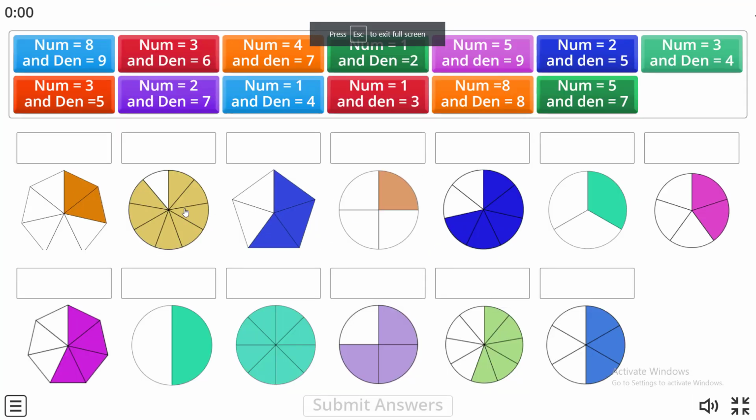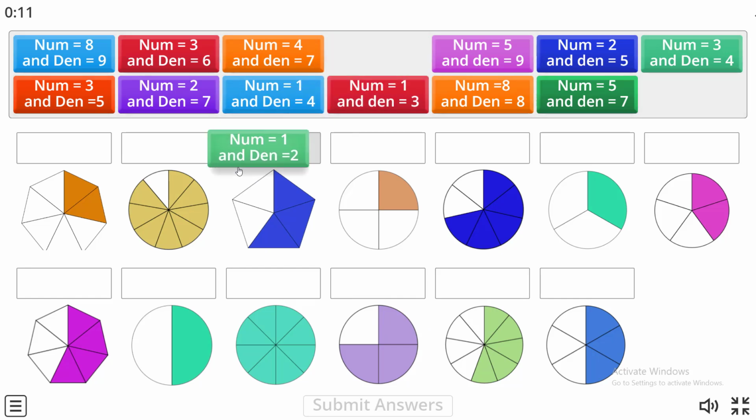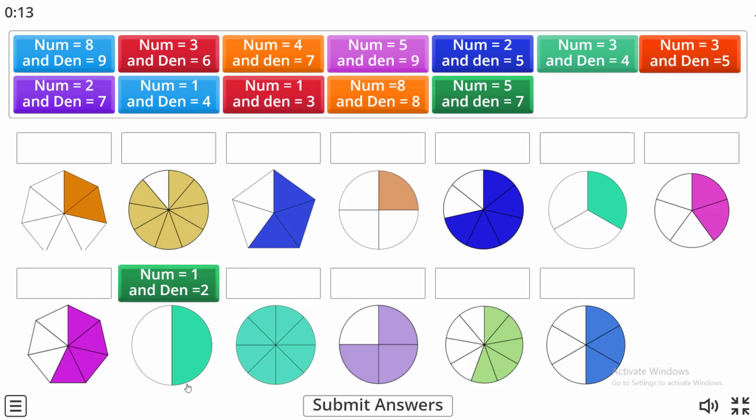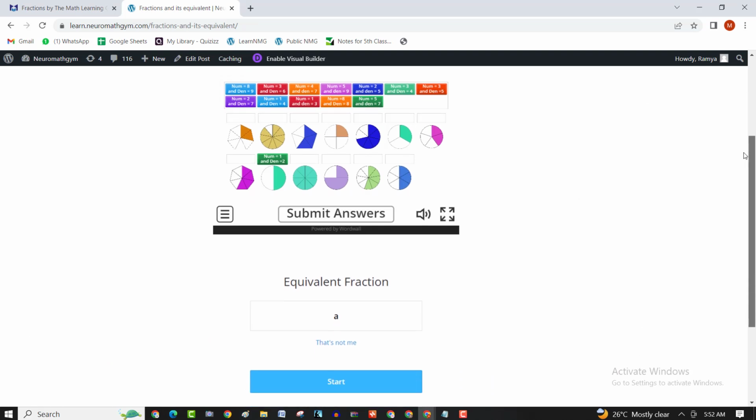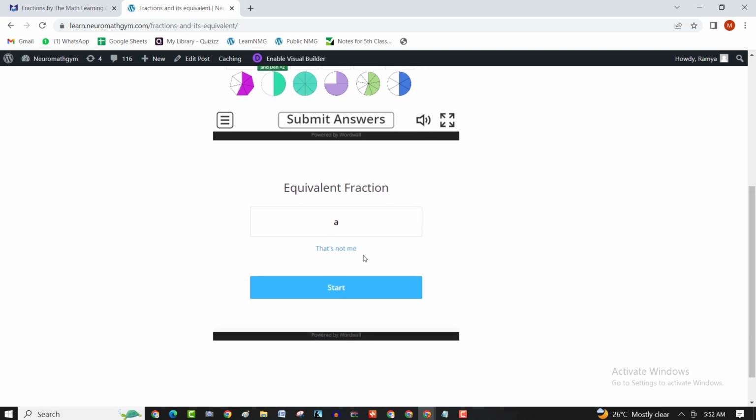Yes, you just see here. Numerator 8 and denominator 9. Which picture is having numerator 8 and denominator 9? You have to match. Okay, numerator 1 and denominator 2. I am just matching this way. Yes, so same way you are going to match everything and you are going to submit this one. This game will give you a clarity in identifying numerator and denominator.